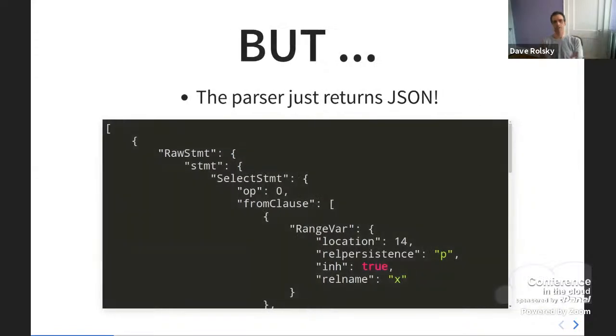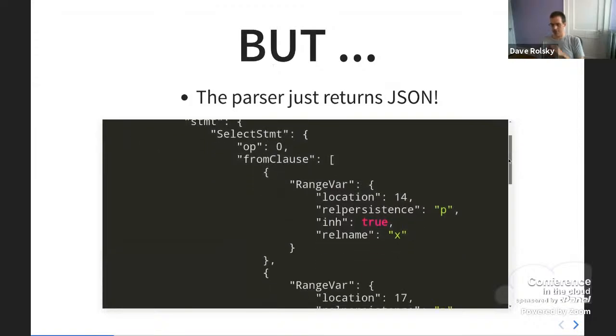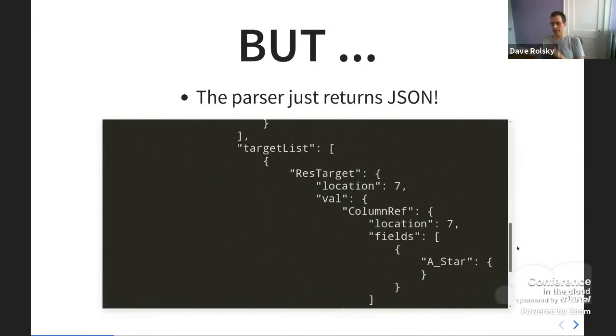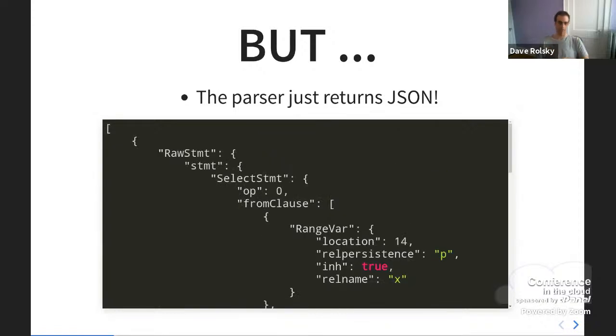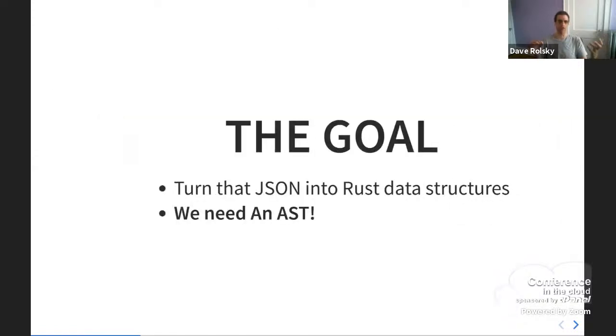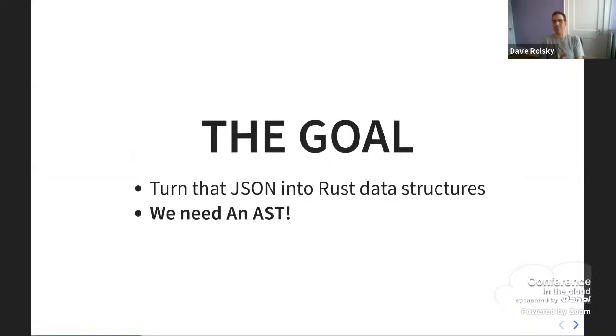Except the parser from C just gives you this JSON. And the JSON is a lot of JSON. This is an incredibly simple query, and this is what you get. Now, for a more complex query, as you'd imagine, it's much bigger. Basically the query structure is an AST. So what's the goal? The goal is I want to turn that JSON into Rust data structures so I can work with them. I need an AST, and specifically I need an AST in Rust.